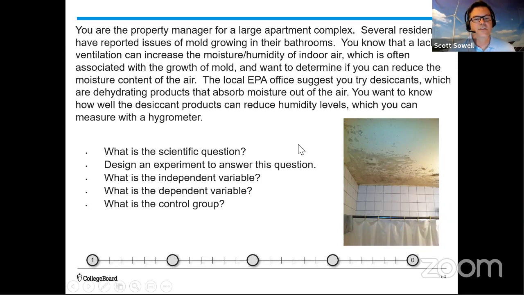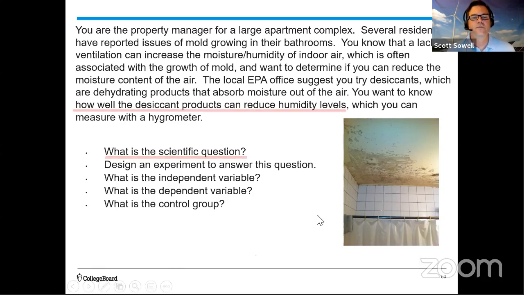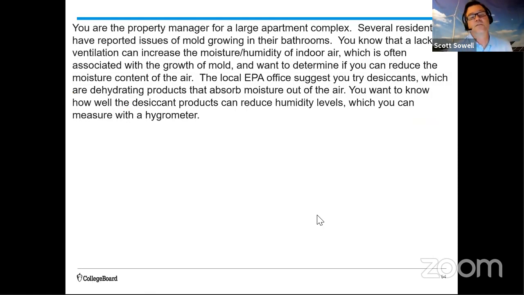So take about 30 seconds or so and think if you could answer these 5 questions. All right, so if we just look at the scientific question, well, the question is how well these products can reduce the humidity levels. That's our goal here. And there's many different experiments that you could design to accomplish this. I'll describe the one that I thought of.